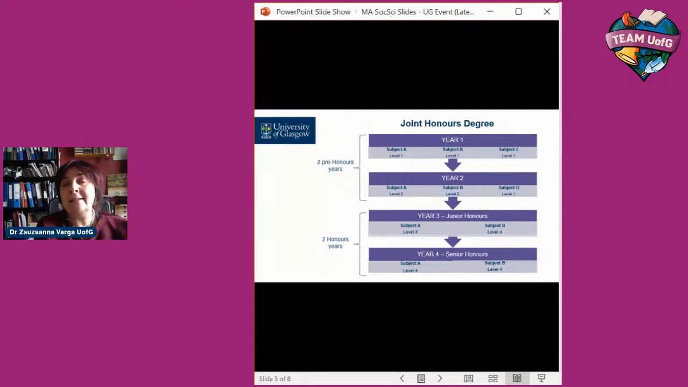Studying abroad takes place during the junior honors year. And that means that when you're studying abroad, you are studying courses that correspond to Glasgow courses or stand in as Glasgow courses.